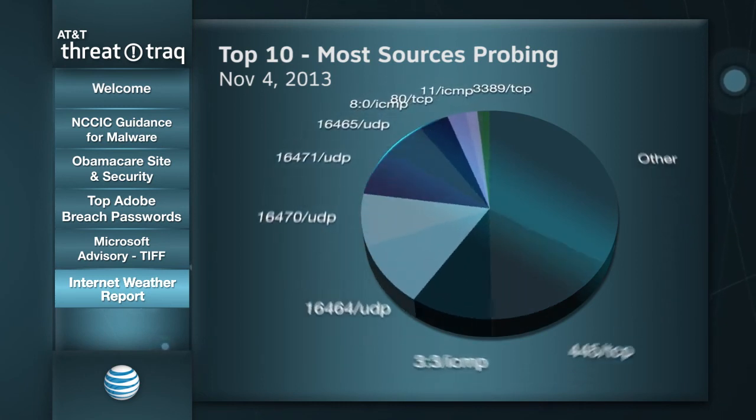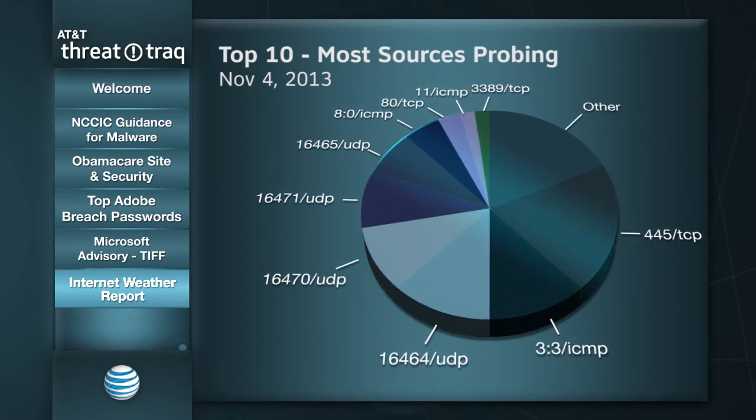Next one here is, again, the most sources that are doing probing. Port 445 at the top of the list, as usual. We also see port 80 on here and port 3389 on here. And as usual, we also see the activity associated with the peer-to-peer activity of the ZeroAccess botnet. That's 16464 UDP, 16470 UDP, 16471, and 16465 UDP. So those are clearly up in the ranks on the activity as well.